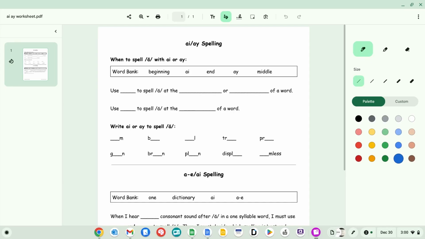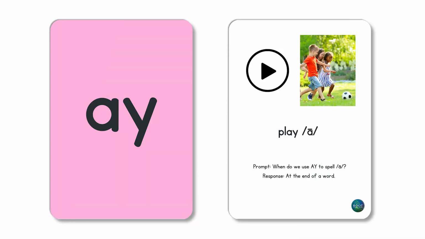So when we talk about AI, again, I'll teach just a day of AI words. And I'll say to my students, every time you hear the sound A today, you're going to spell it with AI. And hopefully they'll start to realize that, wow, I'm really only seeing the AI spelling in the beginning and the middle of words when I use AI. Then additionally, we're going to talk about how to spell A at the end of a word.